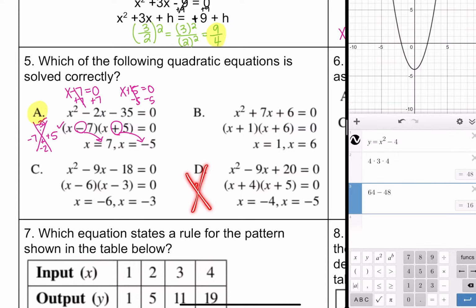So you're looking for two numbers that multiply to be 20 and add to be negative 9. So they have 4 and 5. But 4 plus 5 is a positive 9, not a negative 9. So that's why it's not D.